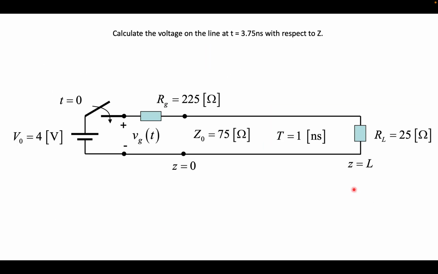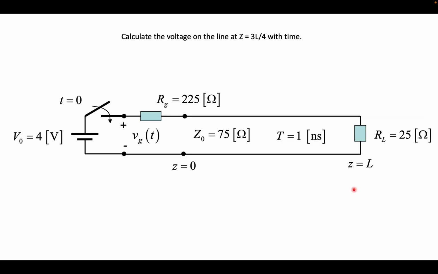Now I'm asking, calculate the voltage on the line at t equal to 3.75 nanosecond with respect to z. I am seeing just t equal to 3.75 nanosecond, and I want the voltage distribution on the whole transmission line. Earlier z was constant and time was changing. In this question, time is constant and position is changing. So your x axis will be z and your y axis will be voltage. Please take your time and plot the voltage at t equal to 3.75 nanosecond with respect to z, which is the total length of the transmission line.